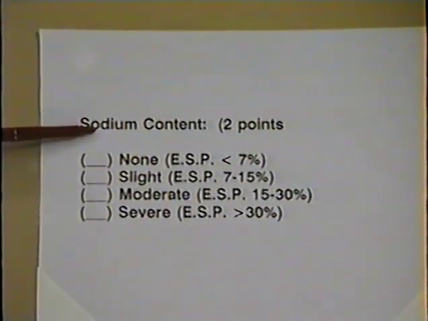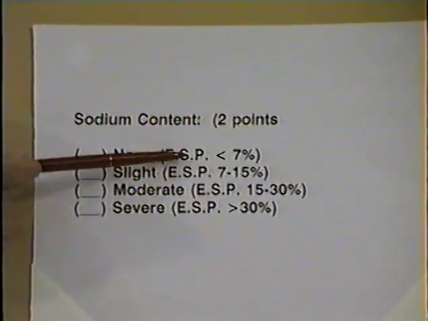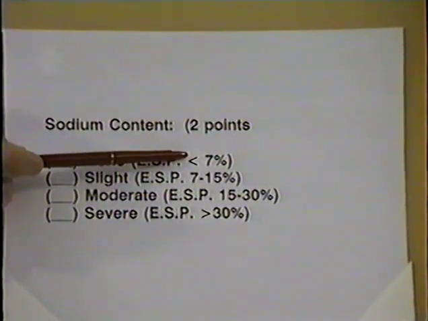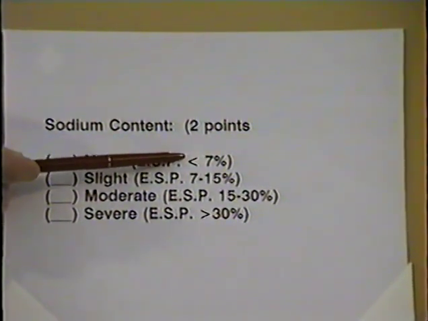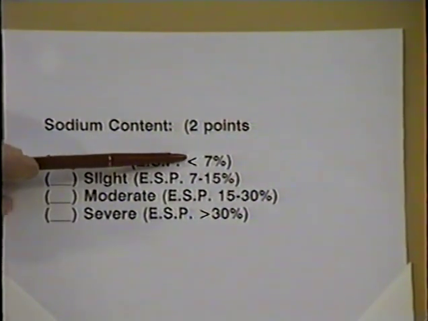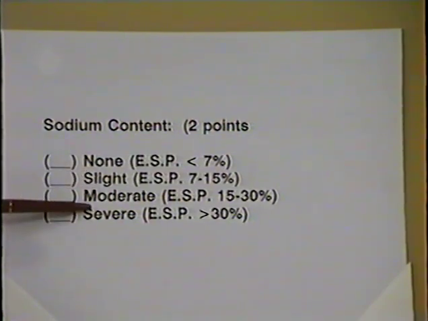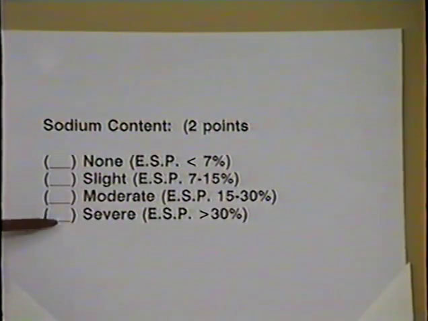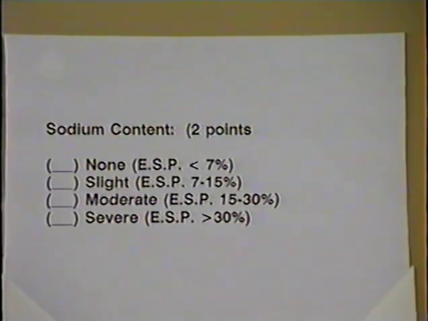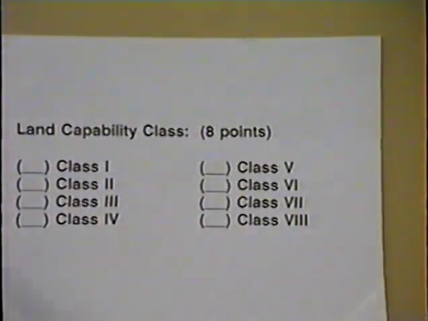The same statements could be made about sodium. The sodium content of the soil is measured by determining the percentage of the cations satisfying the negative exchange sites in the soil, and how many are sodium is very important. If they're less than 7%, we consider that none, then slight is 7 to 15, then 15 to 30, and greater than 30. Again, this would be given at the site on the card that identifies the site for you.